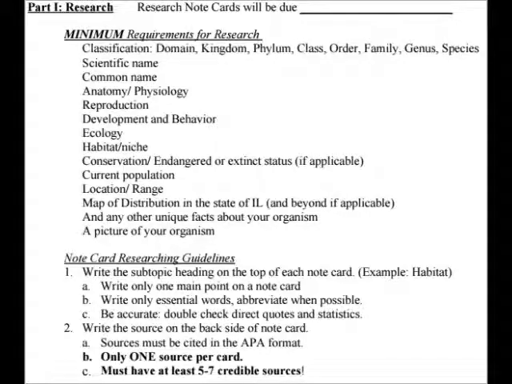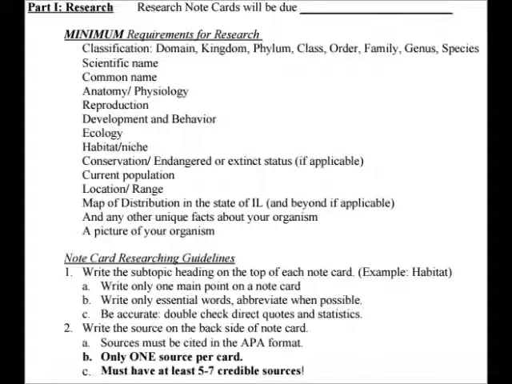So if you look in your packet, on the first page, it's going to describe the research and what is required. So listed there are the minimum requirements for your research. So you need the classification, so the domain, the kingdom, the phyla, the class, the order, the family, genus, and species for the animal you have chosen. You need the scientific name written correctly, the common name as well.